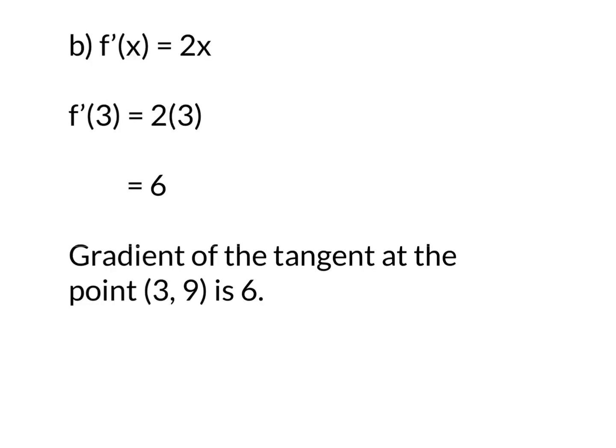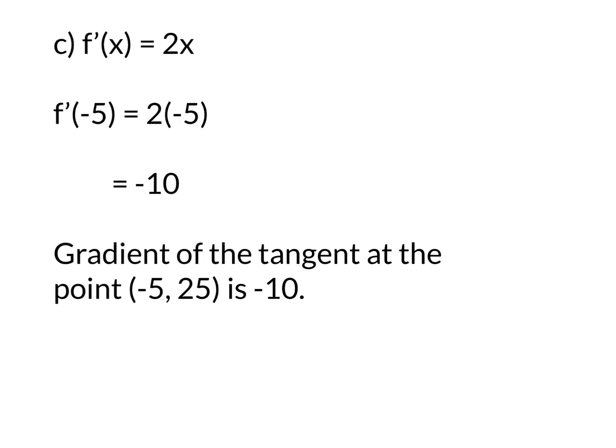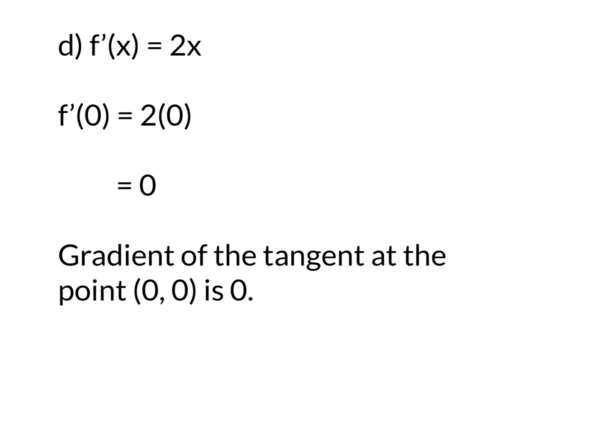So if our gradient function, f dash of x, is equal to 2x, then f dash of 3, so wherever there's an x we put a 3, is 6. So that means the gradient of the tangent at that point, 3, 9, is 6. At f dash of minus 5, so the gradient at minus 5, 25, is minus 10. And at our vertex, so 0, 0, the gradient of the tangent there is 0.